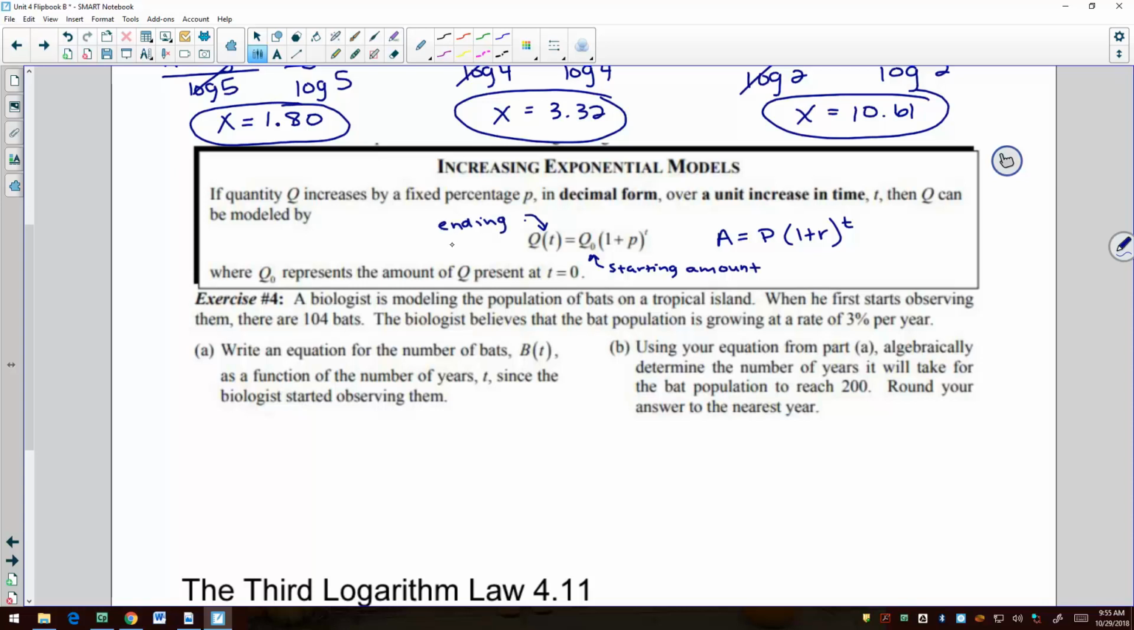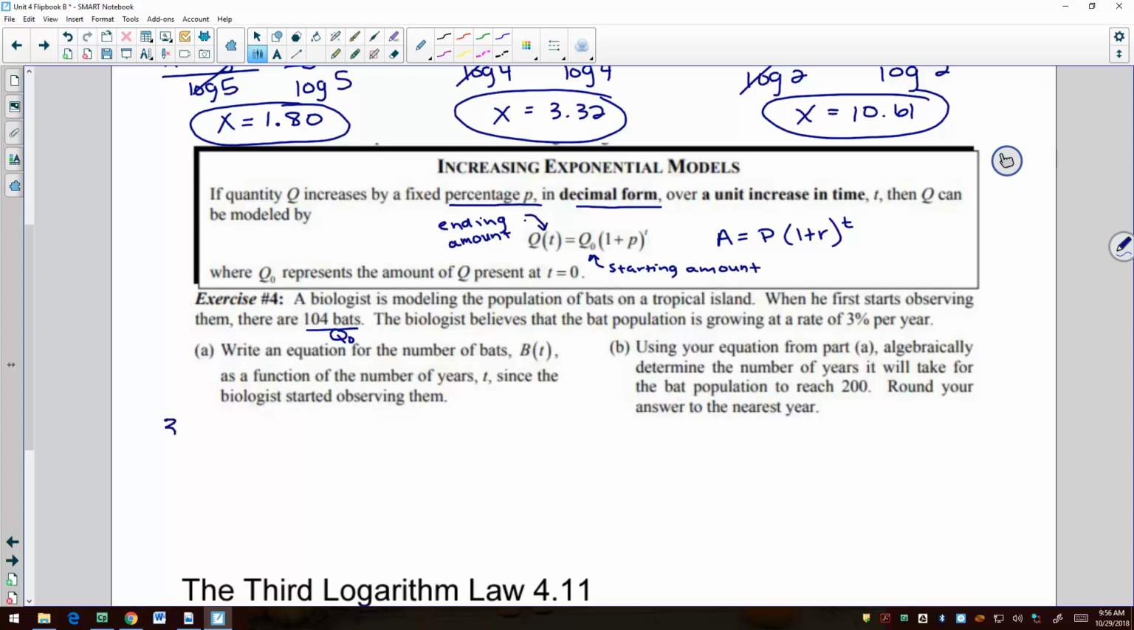Okay, so in the first question, the only question, it says, a biologist is modeling the population of bats on a tropical island. When he first starts observing, so that's your starting number, so this is your Q sub 0. That's your starting amount, 104 bats. The rate is 3%. So P is actually the rate this time. It's your fixed percentage in decimal form. We've already talked about this. You don't ever really work with a percent. You have to turn it into a decimal.